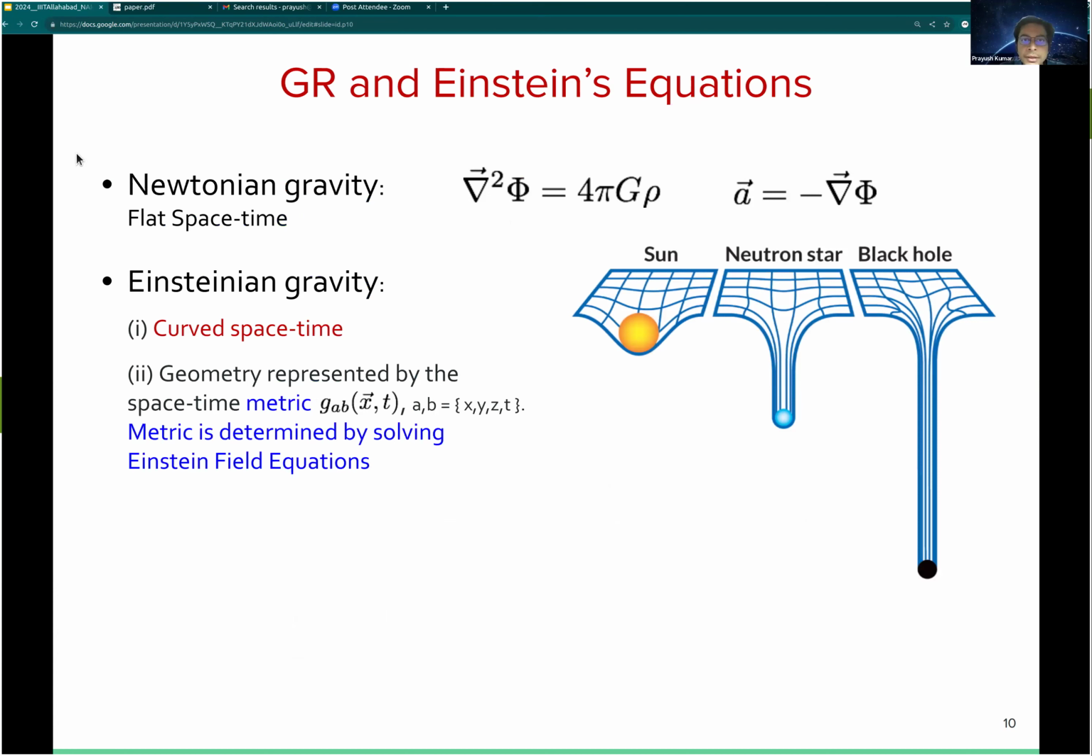Okay. So how do we do these simulations? How do we perform these simulations? So that's what I want to talk about in the rest of the talk. And so let's start. So what we are doing is actually we're solving the equations of gravity.